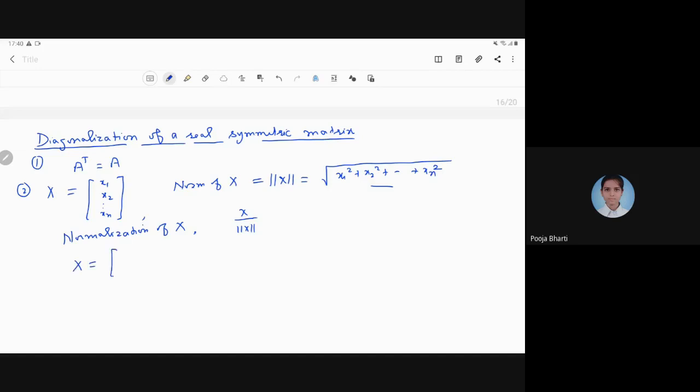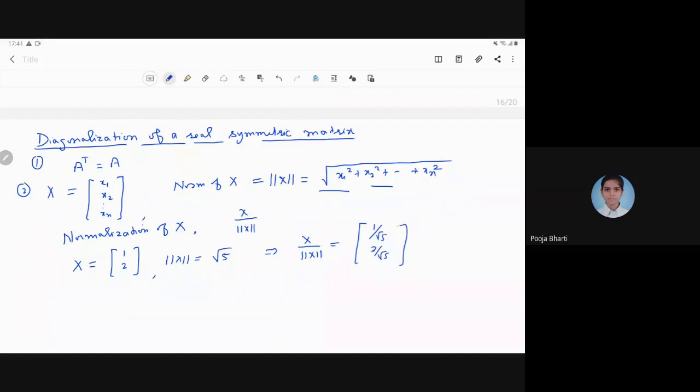For example, I consider X equal to (1, 2). So what is norm X? First find norm X. If X is (1, 2), what is norm of X by this definition? Square root of 5? Yes, 1 square plus 2 square, square root. And what is X divided by norm of X? Multiply both the components 1 and 2 by 1 over root 5. So you get 1 over root 5, 2 over root 5.